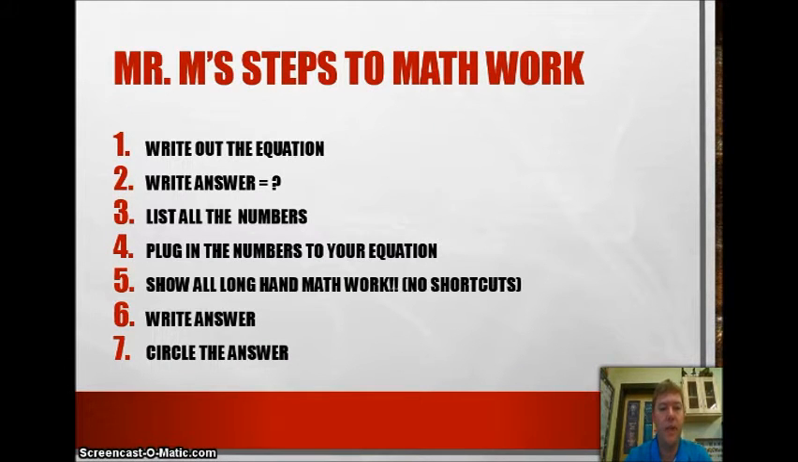Alright, Mr. M steps to math work. Oh yes, I have certain steps that you have to write out. I want to make sure that you understand the process, that you're just not writing things down. So this is how we do it.